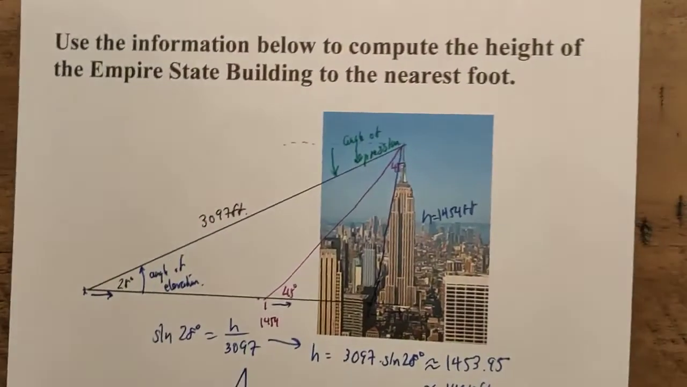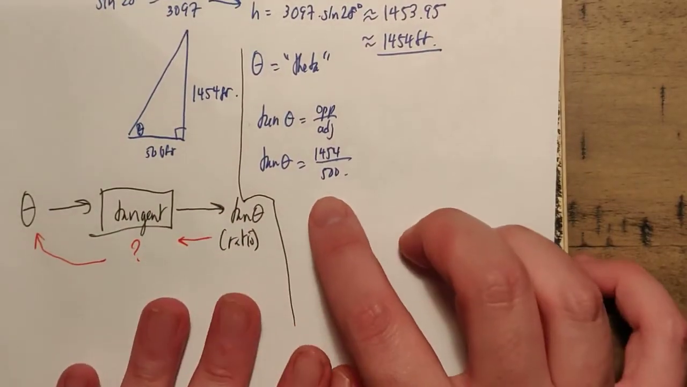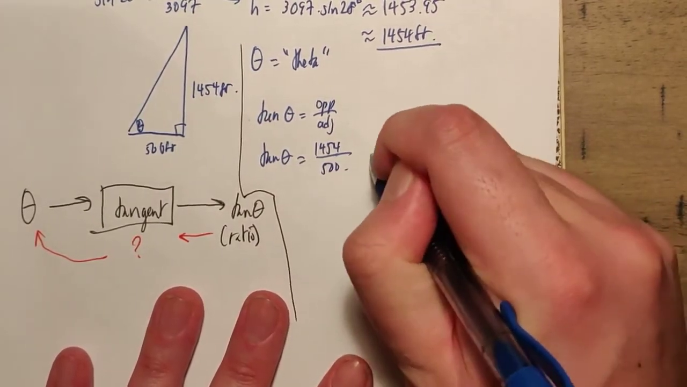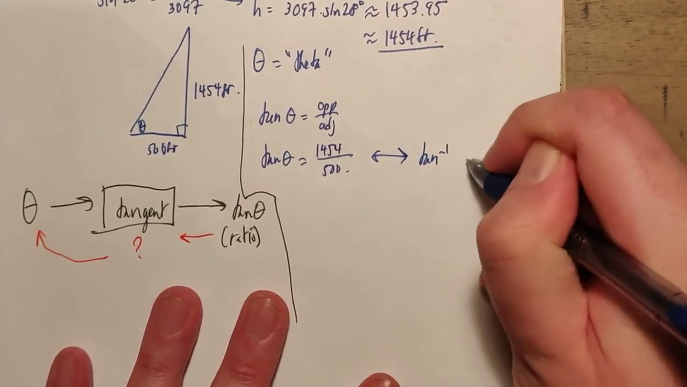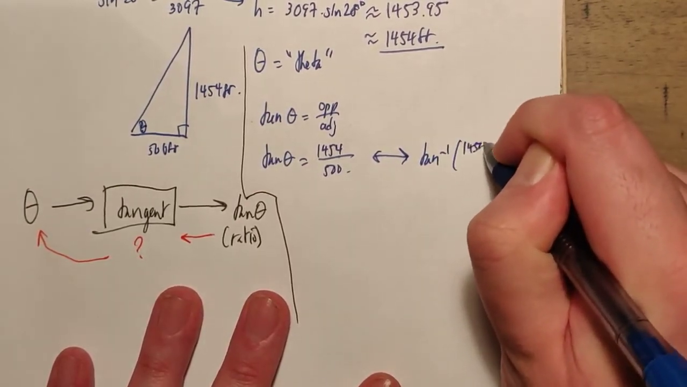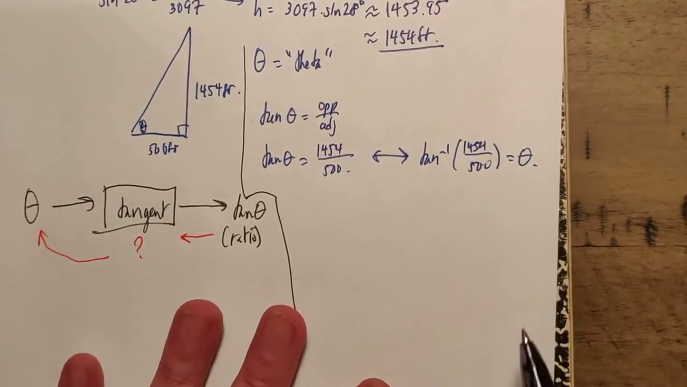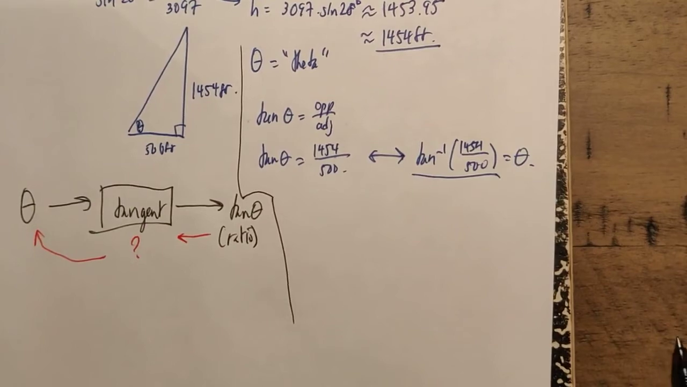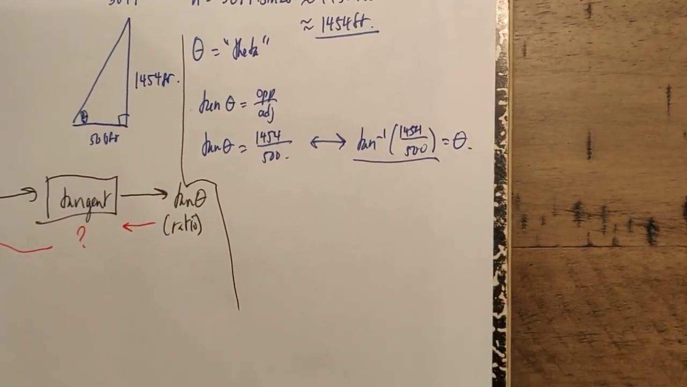So let's go back. Now that we have this here, we can now go back to this. So this, according to our definition here, is logically equivalent to saying that the arc tangent of 1454 over 500 is equal to theta. Now, this means that the measure of the angle theta is this. That means it's going to be arc tan 1454 over 500.